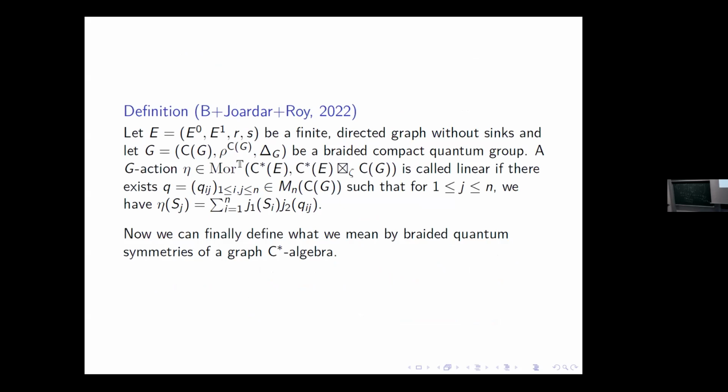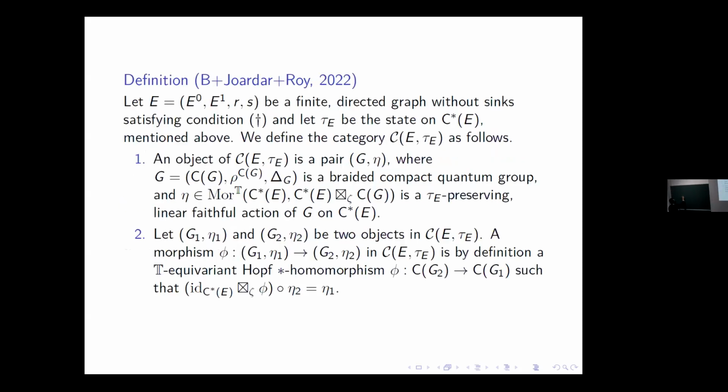Suppose E is a finite directed graph without sinks and G is a braided compact quantum group. A G action eta, which is a unital star homomorphism from the system algebra of E to the system algebra of E tensor C of G, is called linear if there exists a C of G valued n by n matrix Q, such that for each J, the coaction eta looks like this. So it sends S_J to S_I, Q_IJ.